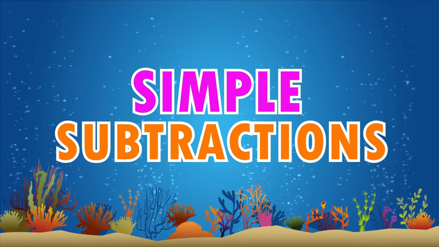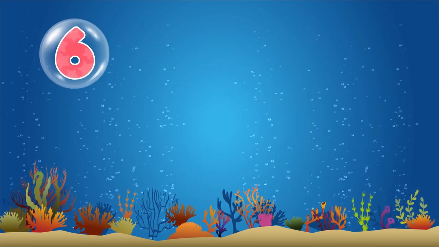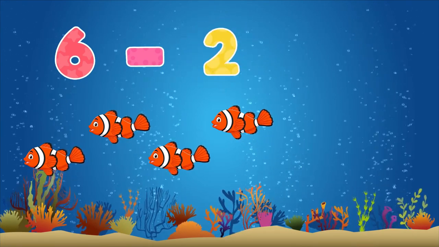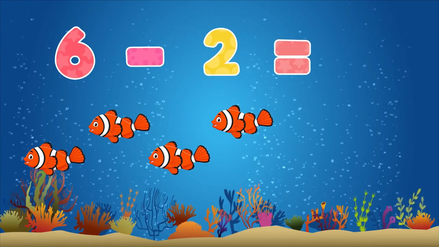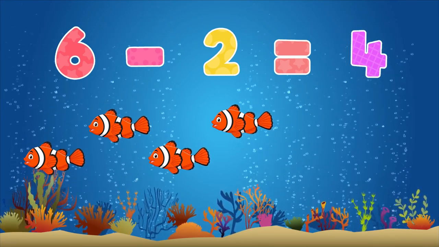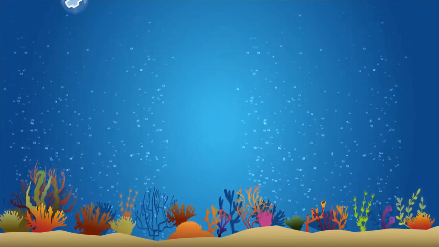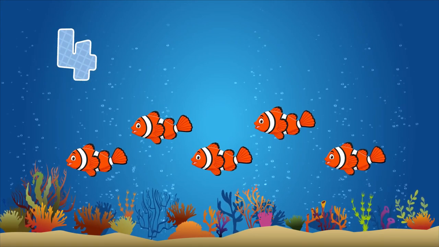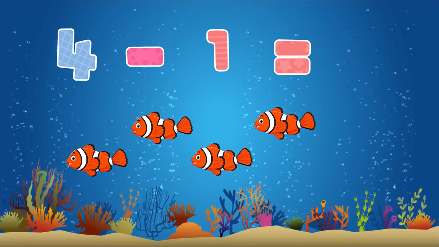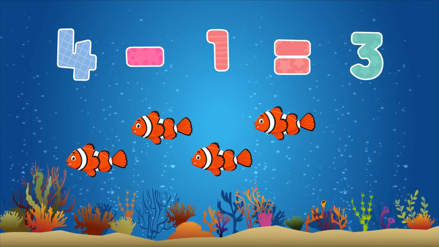Simple subtractions. Six minus two equals 4. Yay! 4 minus 1 equals 3.